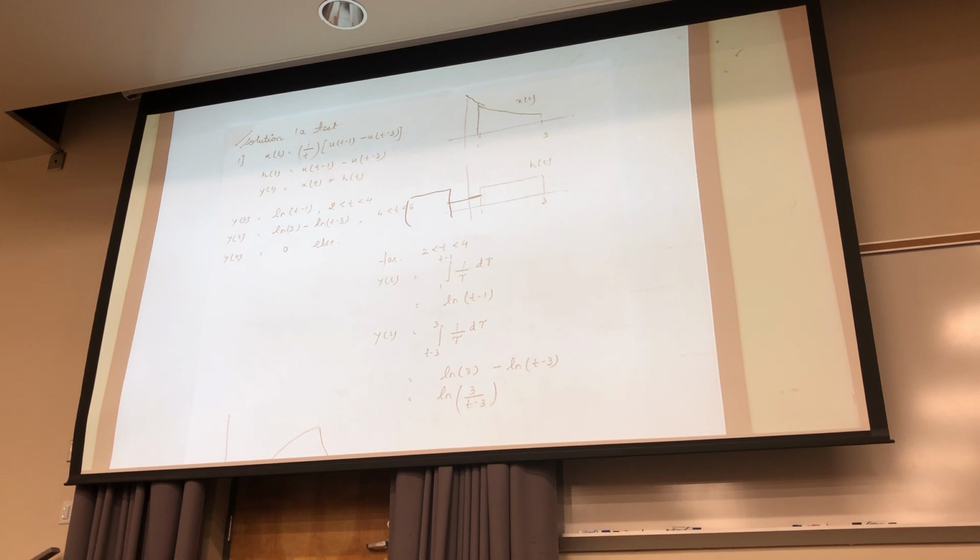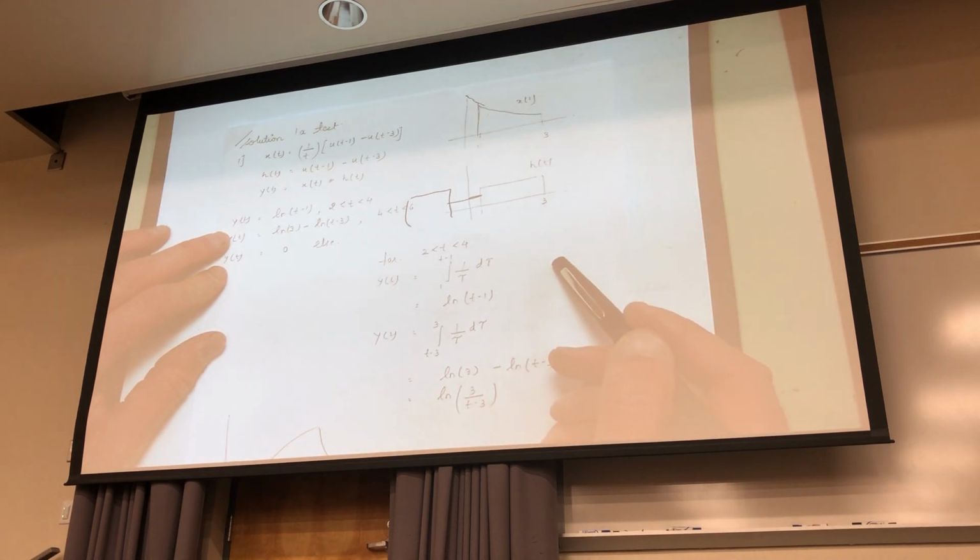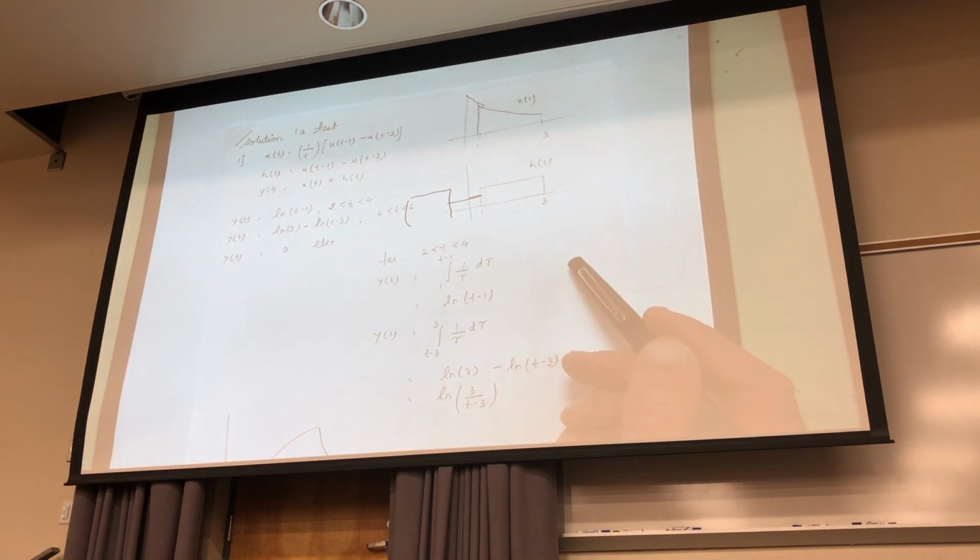An integral of 1 over t is the natural log. You evaluate the lower and upper limits. There's really just 3 regimes. From 2 to 4, it's natural log of t minus 1. And then from 4 to 6, it's natural log of 3 minus the natural log of t minus 3, and 0 else. That's it in a nutshell.